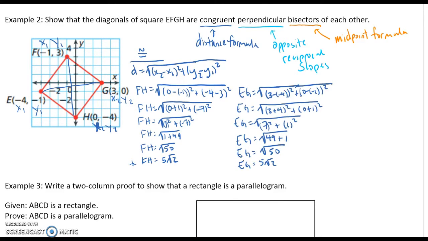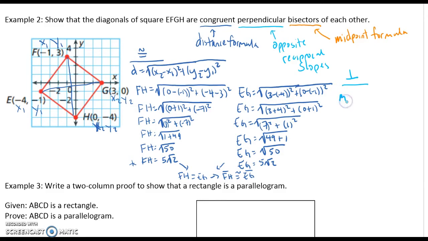All right, so now we see they're both 5 square root 2. Awesome. This means FH is equal to EG. Therefore, FH is congruent to EG. So make sure you have that summary there. Okay, now let's talk about opposite reciprocal slopes. We want to show that our two diagonals have opposite reciprocal slopes. So let's go ahead and find our slopes, right? So we're going to figure out perpendicular right over here.